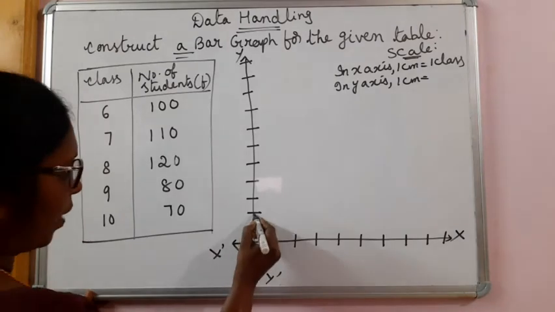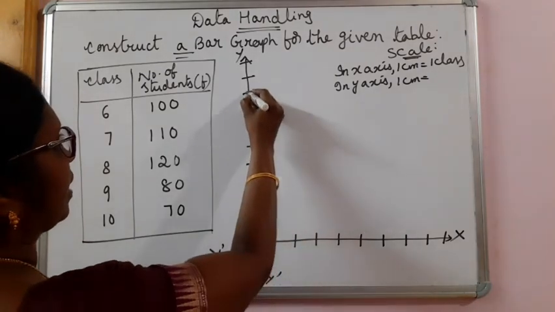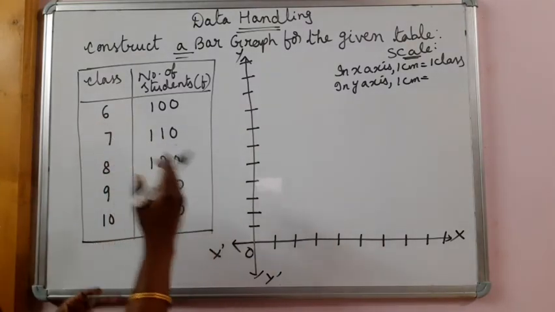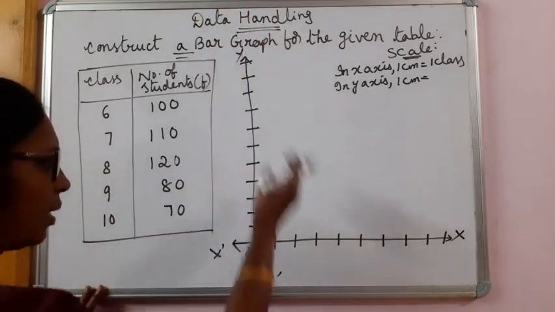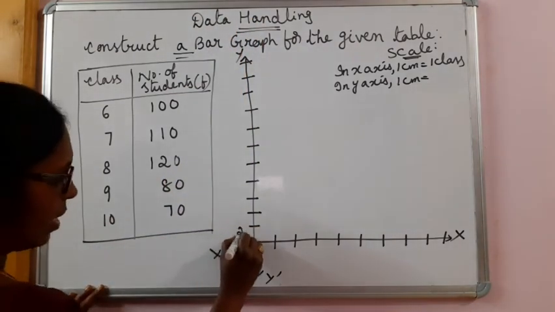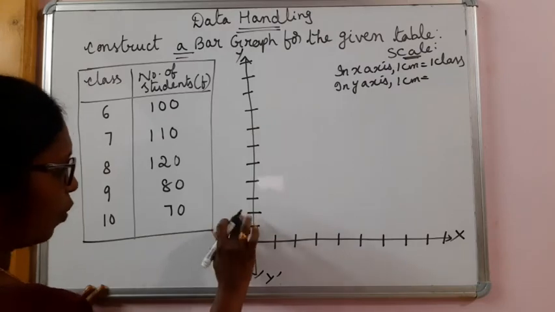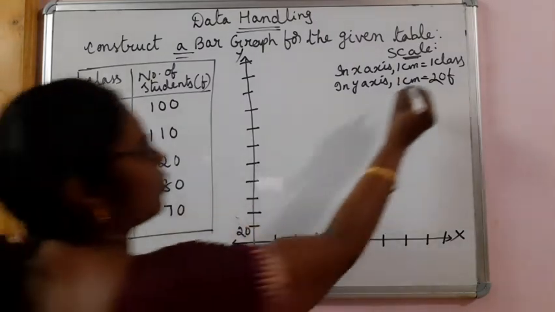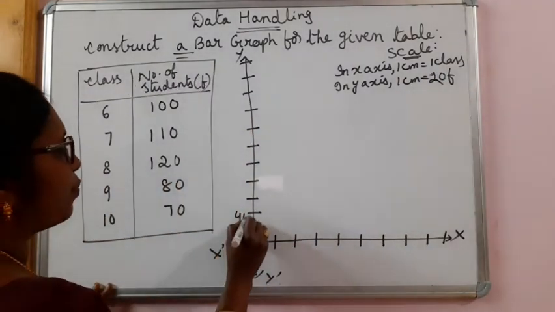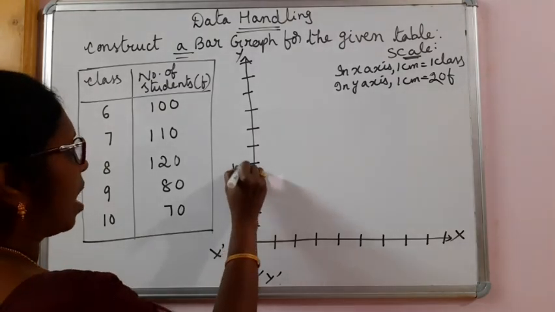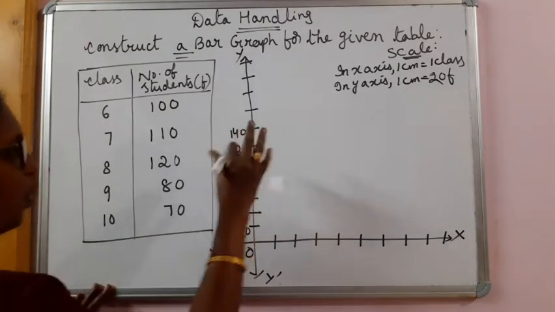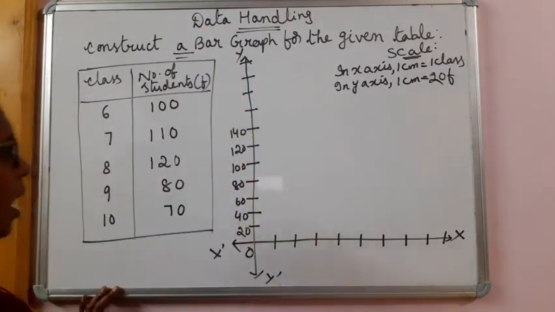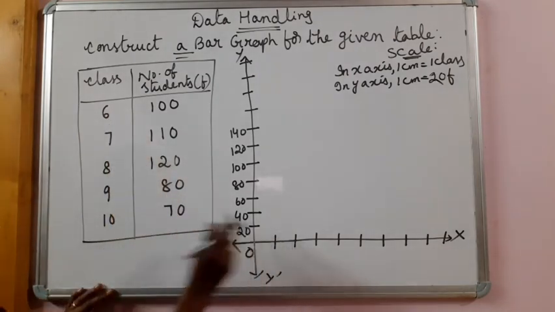Let me see: 10, 20, 30, 40, 50, 60, 70, 80, 90, 100, 110. But here 120 is there, so we can take 20 instead. I want to take 20. So 1 cm equals 20 students. 20, 40, 60, 80, 100, 120, 140. We want 120, so this last one we can leave, you may not write it. And on the x-axis, 1 cm equals 1 class.